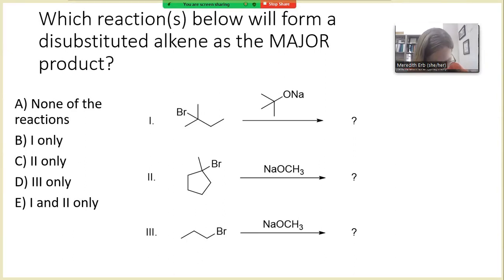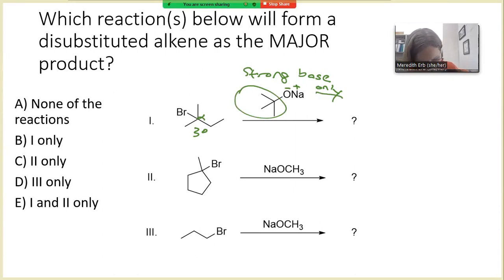In reaction number 1, our alpha carbon is a tertiary alpha carbon, and our reagent is a strong base only. We know that it's a strong base because the oxygen will have a minus charge and the sodium will have a plus charge. And we know that it's a base only because it's a pretty bulky base. So we can add that in: strong, bulky base only. With a strong base only and a tertiary substrate, that's going to favor the E2 mechanism.